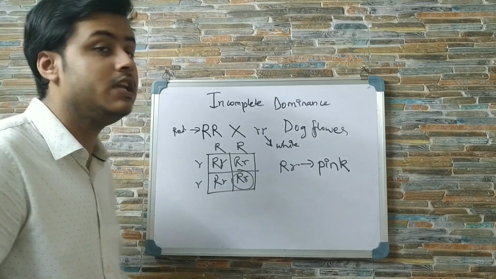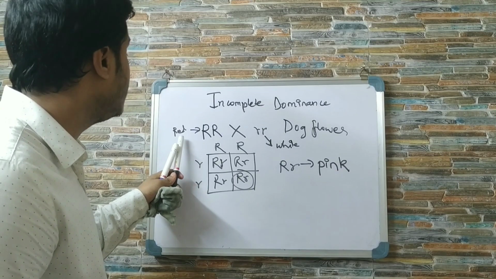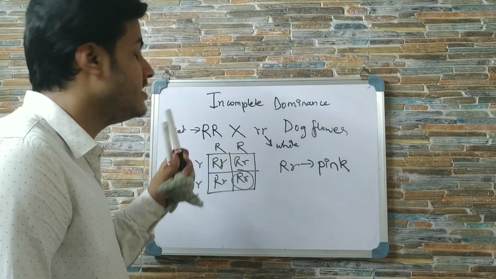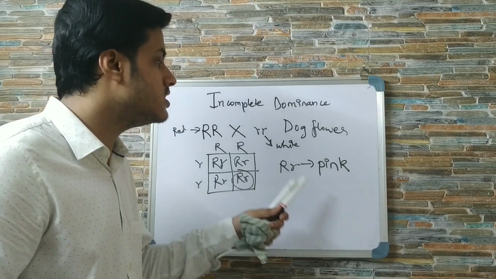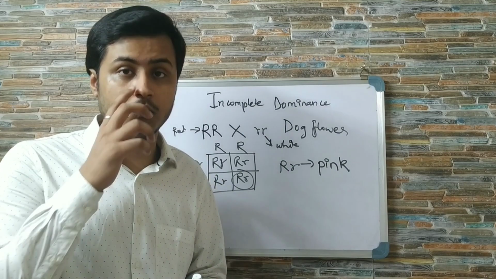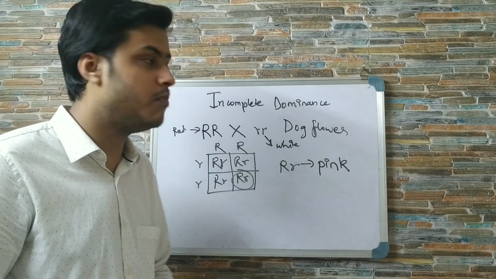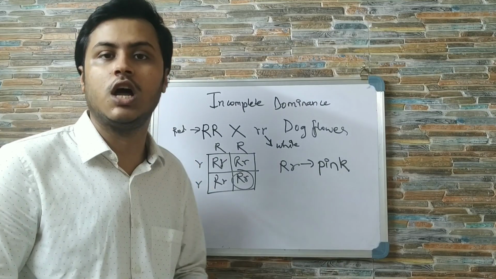This is what I mean by incomplete dominance, that is, the color is between red and white, which is pink, which was supposed to be red but is pink, right? So this is what incomplete dominance is all about, that is, one is overtaking the other but not able to fully overtake, so the color is pink.